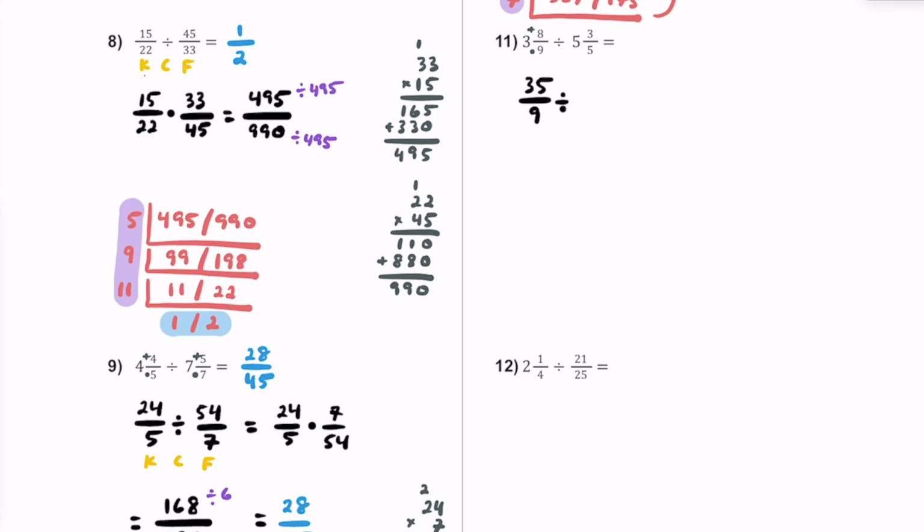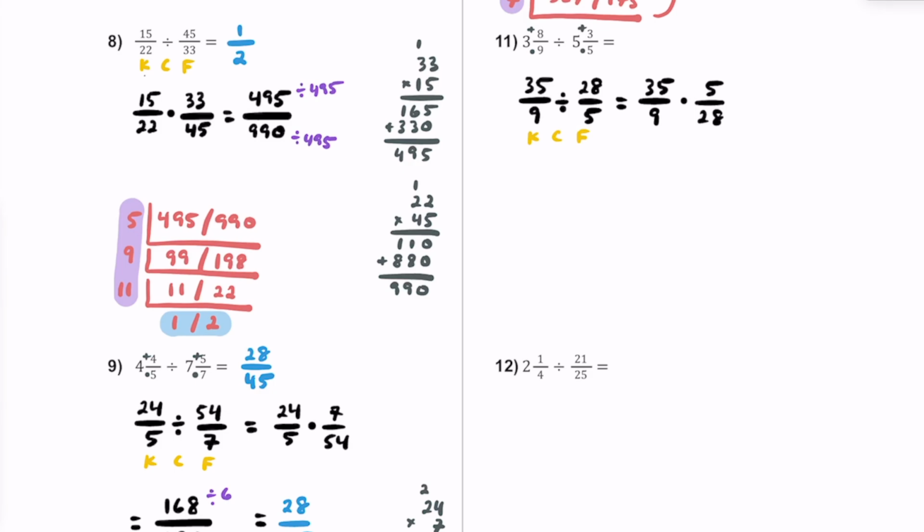Let's go ahead and divide this by our second mixed number as an improper fraction. So 5 times 5 is going to be 25, plus a 3 is going to be 28. So we're looking at 28 over 5. Perfect. All right, so we have improper fractions. So let's turn this into a multiplication problem by keeping, changing, and flipping. So the answer to this division problem is also going to be the answer to this newly written multiplication problem. It's going to be 35 over 9 times 5 over 28.